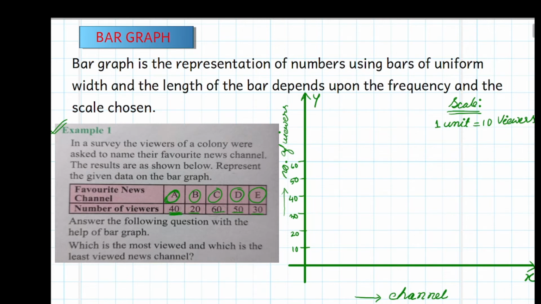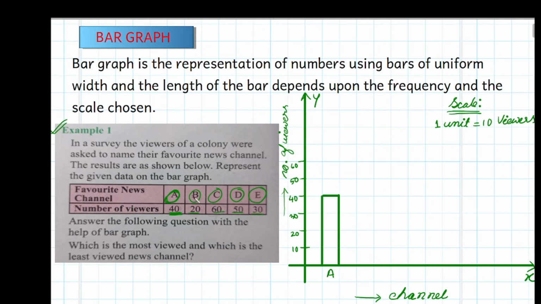Now see, for channel A, how many viewers? 40. So how to represent? 40 is here. This is our channel A. Now see, from here to here we are giving the space this much. So for the next also we have to leave the same space. That is why it's mentioned the space between consecutive bars is equal. We can't start from here. Gap in between two bars would be the same.